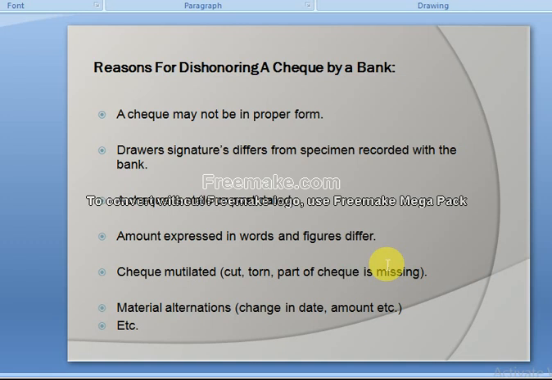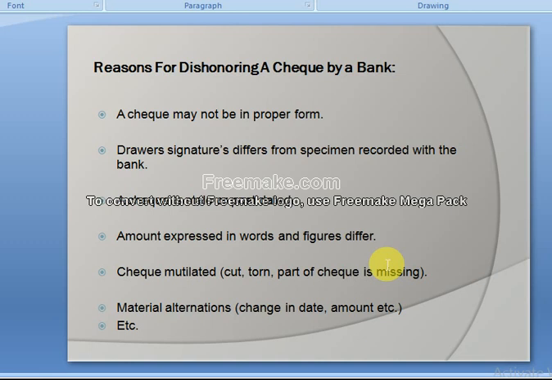Like, a check may not be in proper form. In that situation, the bank returns back the check if it is not in proper form. Like you do not fill up the date column, you do not fill up the amount column, or the payee name is not mentioned, etc.